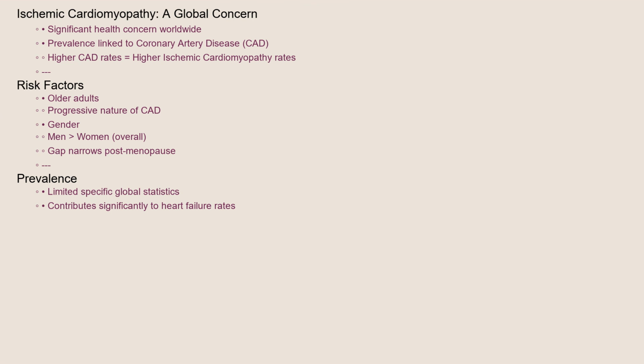Ischemic cardiomyopathy is a significant health concern worldwide. The prevalence of this condition is directly linked to the prevalence of coronary artery disease. This means that countries with higher rates of CAD also tend to have higher rates of ischemic cardiomyopathy. It is important to remember that ischemic cardiomyopathy is more commonly found in older adults due to the progressive nature of CAD, and men are generally at higher risk than women, although this gap narrows with age as women experience a decline in estrogen levels after menopause. Unfortunately, specific global statistics on the precise prevalence of ischemic cardiomyopathy are limited, but the numbers are considerable and contribute significantly to overall heart failure rates.